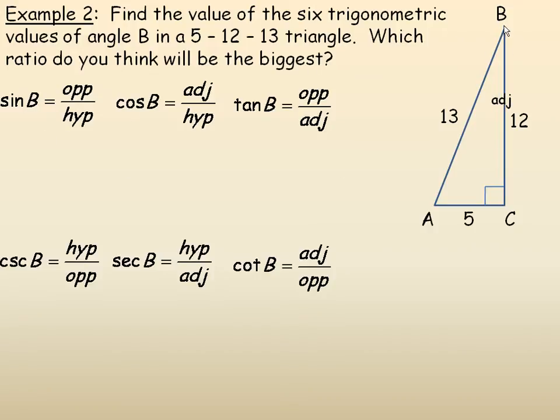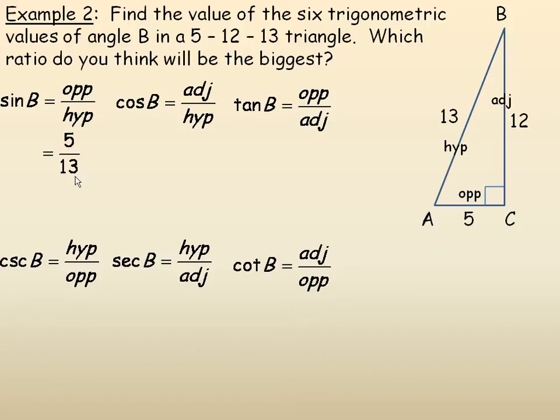So for angle B, this would be the adjacent side, the 5 would be the opposite, and the 13 would be the hypotenuse. And that's because we're talking about angle B. If we're talking about angle A, hypotenuse would stay the same, but the adjacent and opposite would switch. So, to find the sine of angle B, it's the 5 side divided by the 13, so 5/13.